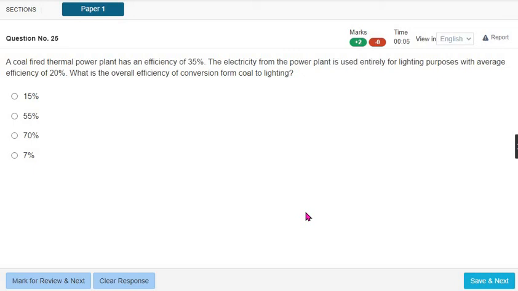A coal-fired thermal power plant has an efficiency of 35%. The electricity from the power plant is used entirely for lighting purposes with an average efficiency of 20%. What is the overall efficiency of conversion from coal to lighting? The answer is 7%. Okay.